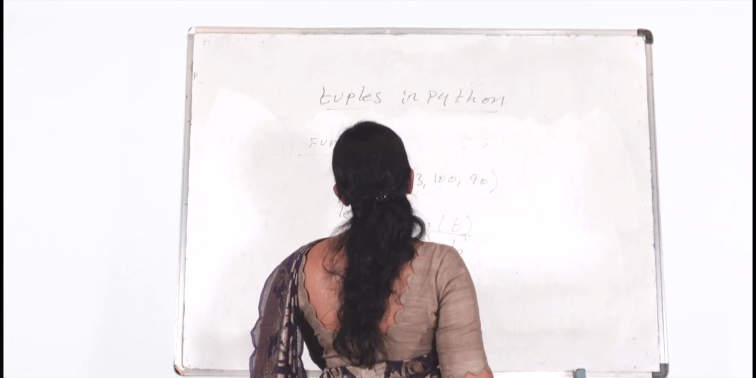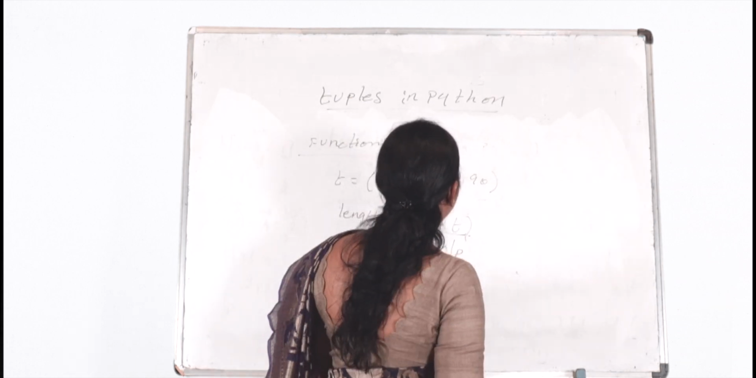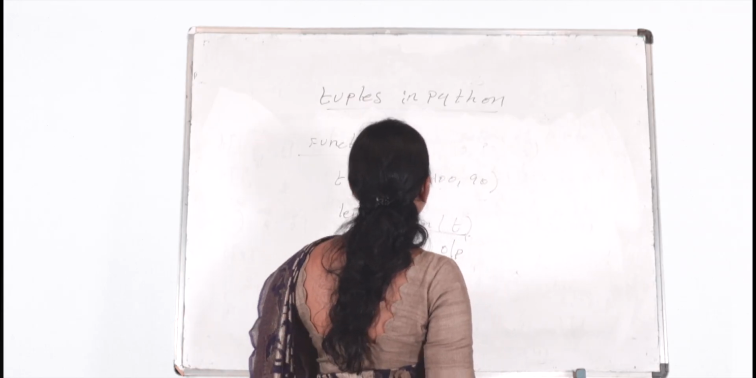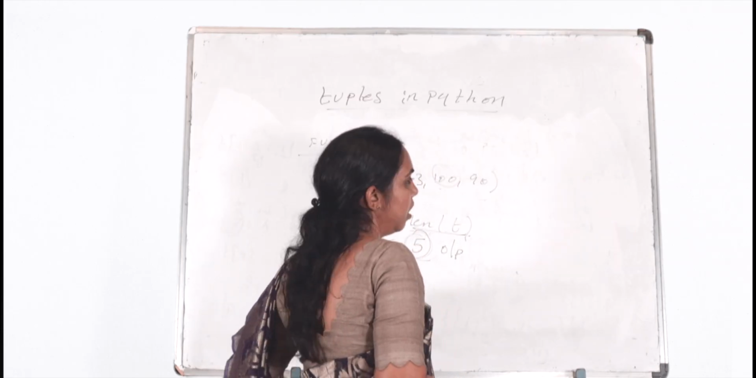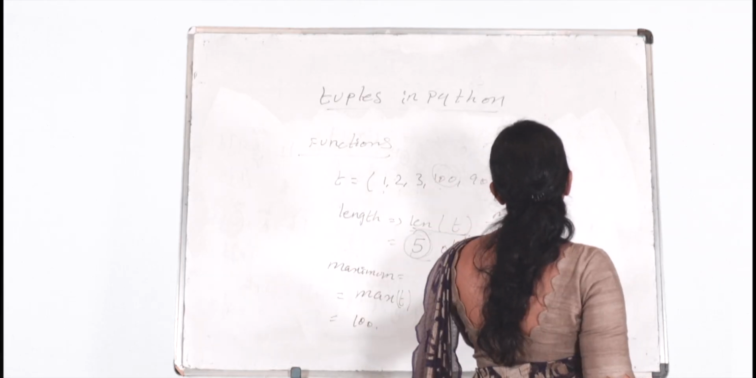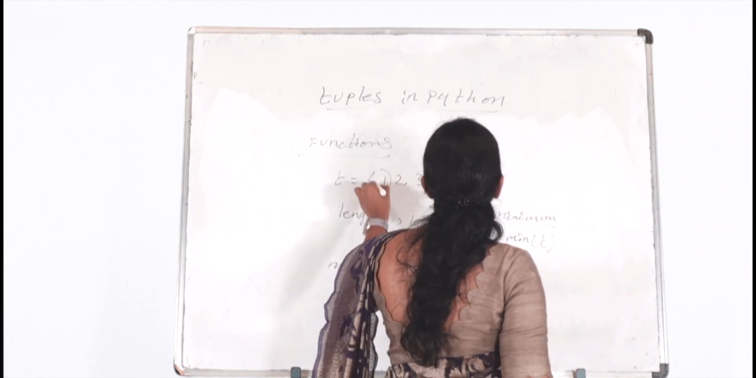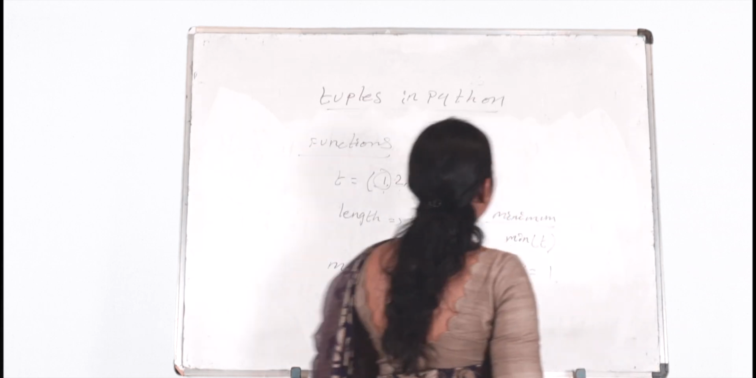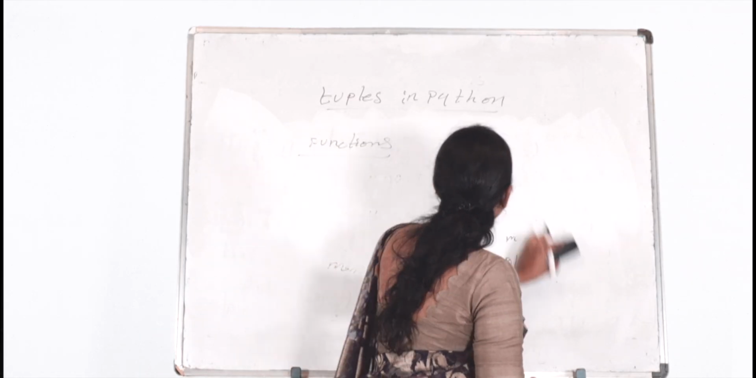If you want to find the maximum in a tuple, we use max of the tuple. If the tuple name is t, then max of t gives the maximum in the tuple, which is 100. And to find the minimum element in a tuple, if you write min of t, we get the minimum value in the tuple, which is 1, printed as the output. These are the built-in len, max and min functions we use on a tuple.